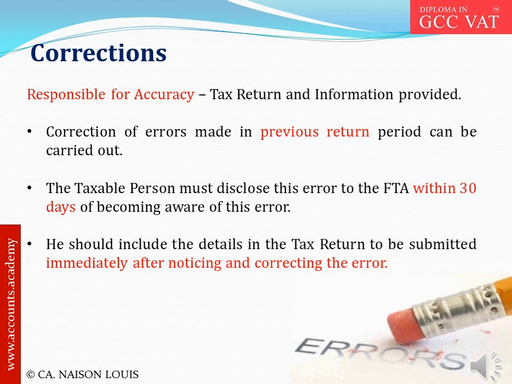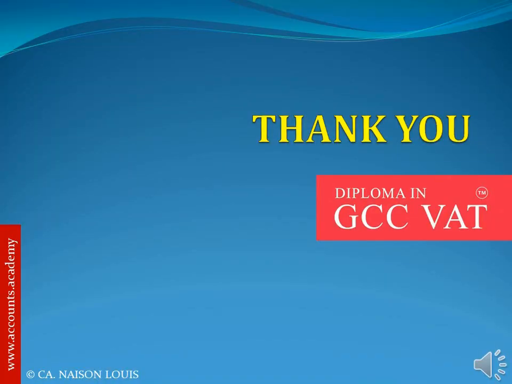So it should be mentioned in the tax return that he is submitting immediately after he became aware of such error. So corrections can be carried out, and any error should be informed. It should be corrected by the taxable person immediately. So this is the end of the chapter 9.1 tax return.